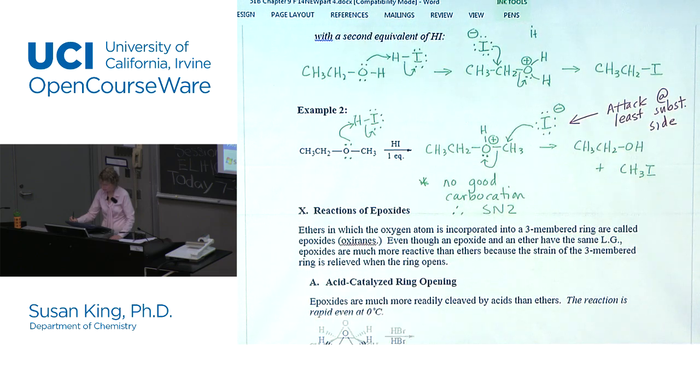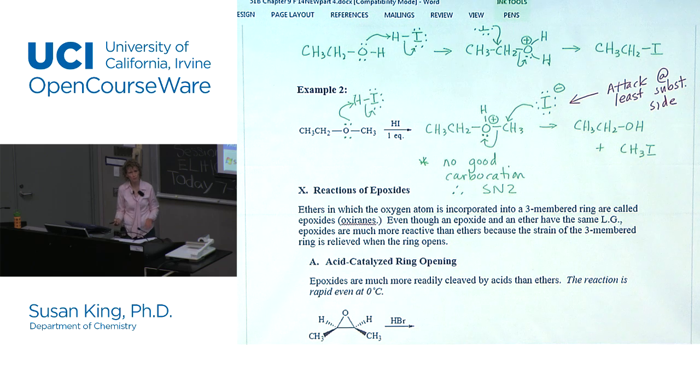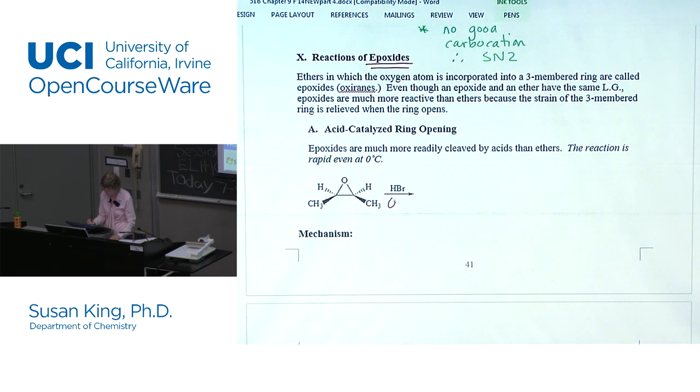All right, so in order to cleave an ether, which is so stable we could use it as a solvent, most of the time we have to use hydroiodic acid or hydrobromic acid, and we have to heat it up pretty high to do this. If we have an ether that's in a three-membered ring, which we call an epoxide, this reaction happens readily at room temperature. Why would that be? It's a really strained ring, right? It wants to open back up again. So it's much more reactive. This is 0 degrees centigrade.